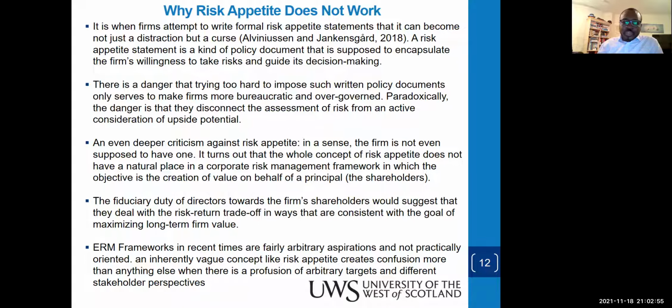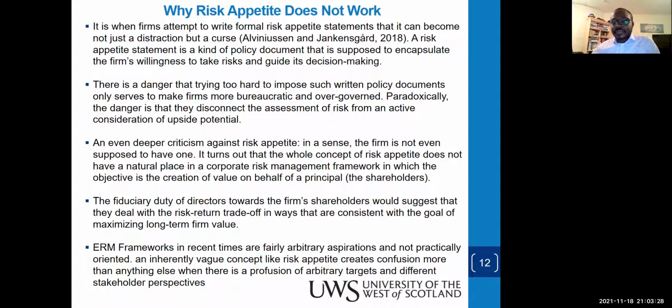So they always hold directors to the fiduciary duty where they have to maximize the shareholders' value. But of course, that is where they have to clearly communicate that, listen, there is always a risk and return trade-off, opportunity cost. And until we meet that, we cannot meet the goal of maximizing the long-term value of the firm.